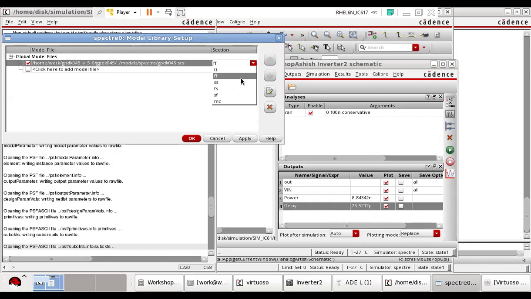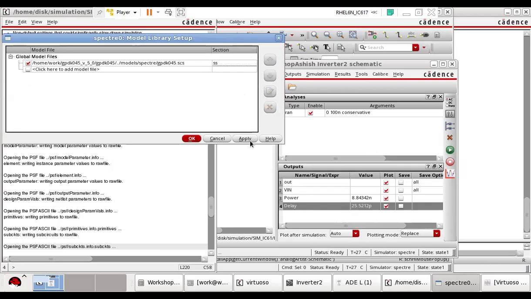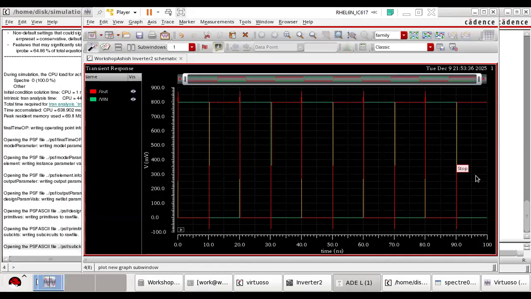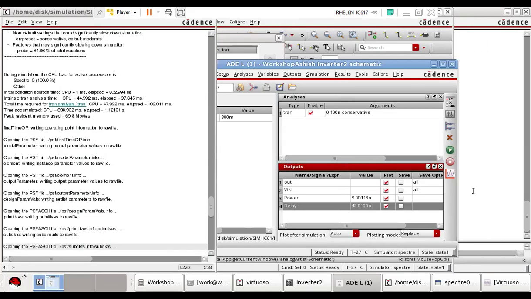Now let us assume that both have gone slower. This is slow mode. Now what you see in slow mode, the power dissipation is 9.70 and the delay is 42.01. The normal delay was 33 picoseconds. Now because both devices have gone slow, the delay has gone to 42 picoseconds. There is a 9 picosecond rise in the delay, right?